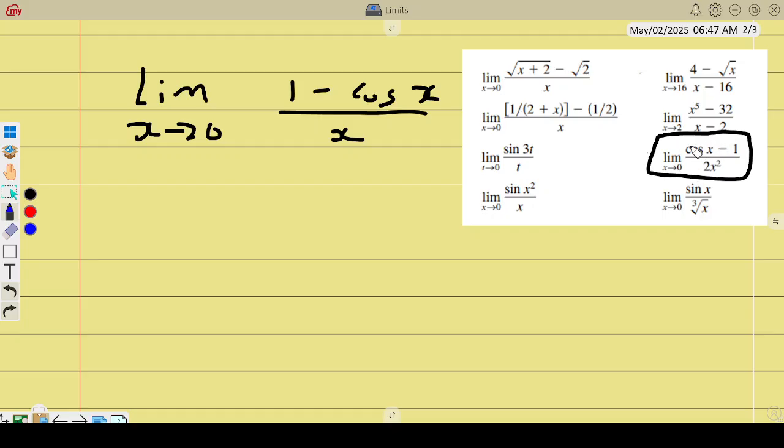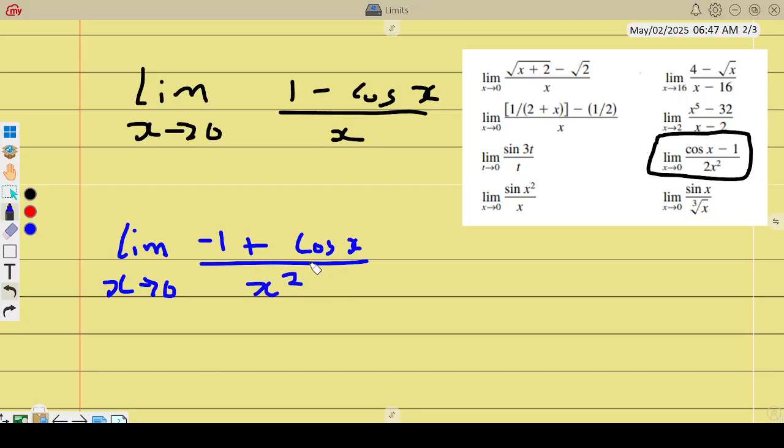So how can you work out this one? We've been given that limit, so we can rewrite this. We can say we have the limit as x approaches 0 of -1 plus cos x over x squared. Yeah, so that at least it now looks like that one. So what we're going to do now is we'll factorize.